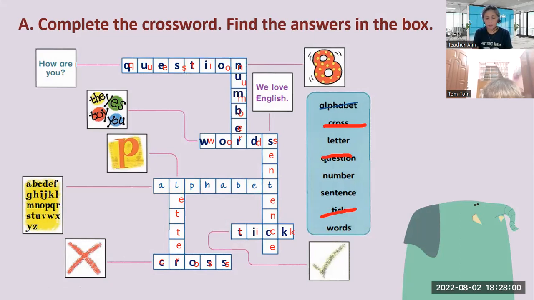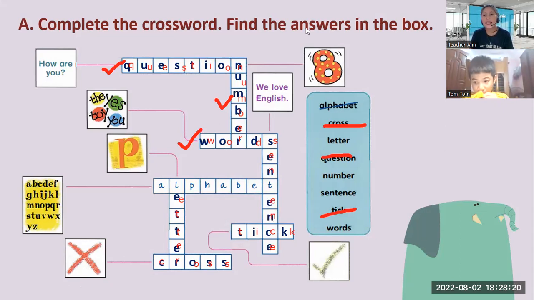number. And letter P. Let us check this. Check. Words, check. We have here one more. We've got sentences. Check. Yay. And check. And cross and letter. Very good, Tom Tom boy. Yay.